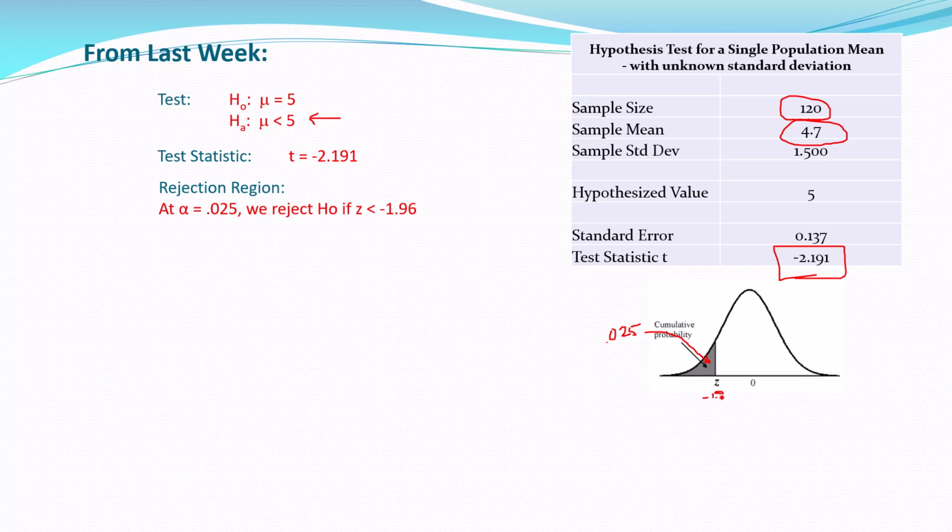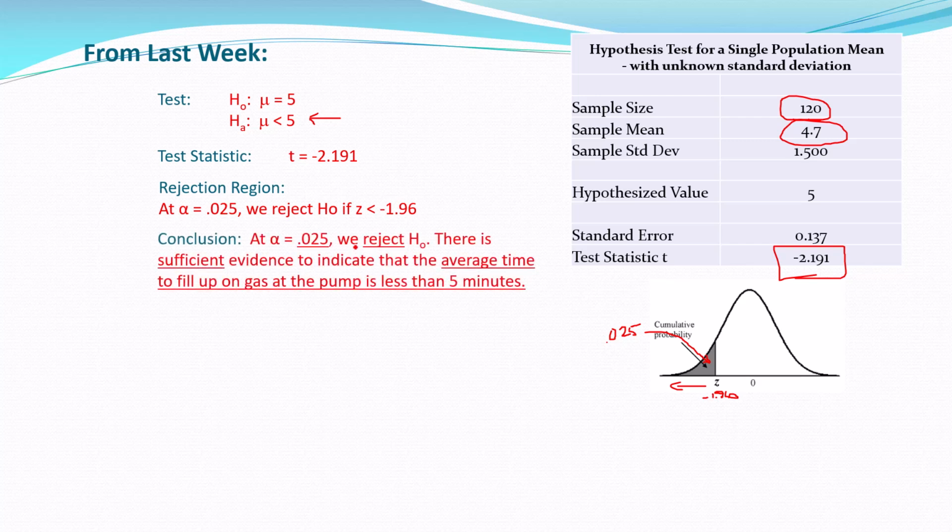And the classic test a hypothesis technique, the rejection region technique, says we're going to reject if our test statistic falls further out there in the tail. And of course it does. It's a negative 2.191. So the conclusion we made last time you were here is at this value of alpha we reject. When we reject, there's sufficient evidence to indicate that the alternative is true, that the average time to fill up on gas at the pump is less than 5 minutes. And that's the classic test statistic, rejection region, conclusion, test hypothesis technique. And it works like a champ.